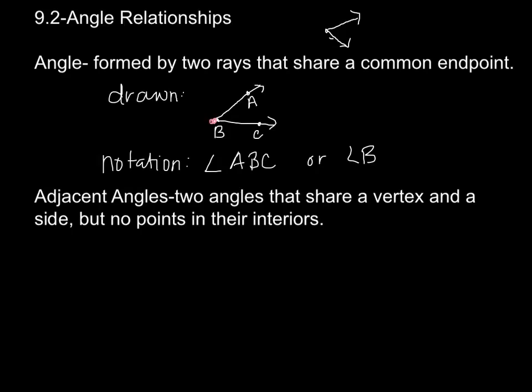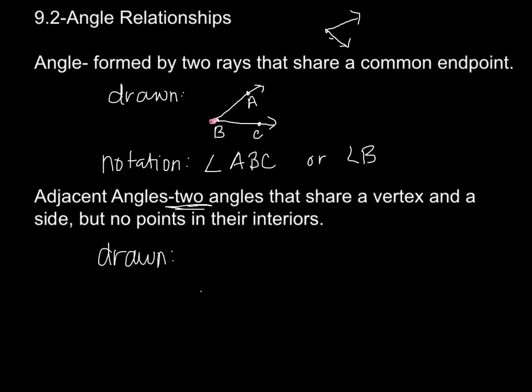We have adjacent angles as our next word, and it is when we have two angles that share a vertex, or a common point, and a side, but no points in their interiors. Okay, so what that looks like drawn is this.